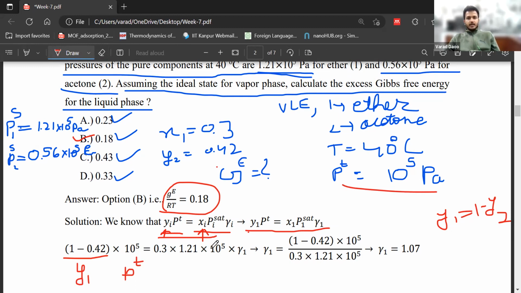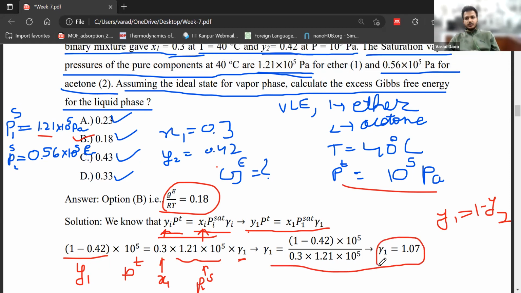This should be equal to x1. So x1 we are given as 0.3, into P1sat. We know that P1sat is 1.21 times 10 to the power 5 Pascal, into gamma 1. So gamma 1 we need to find in order to find the excess Gibbs energy. So rearranging, we get gamma 1 as 1.07.